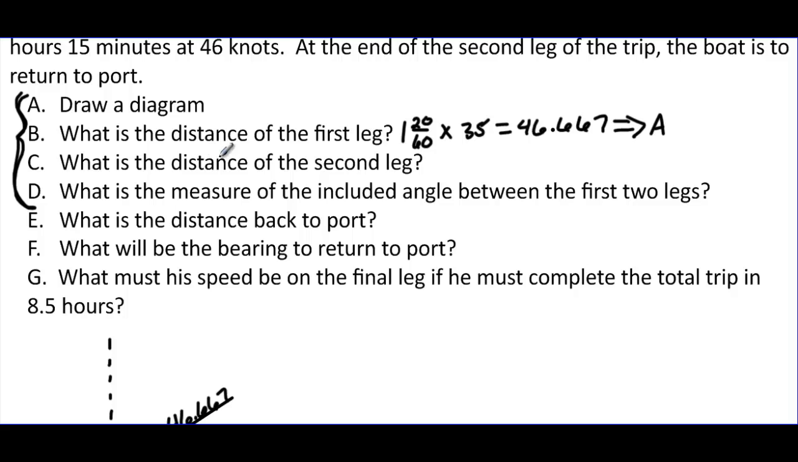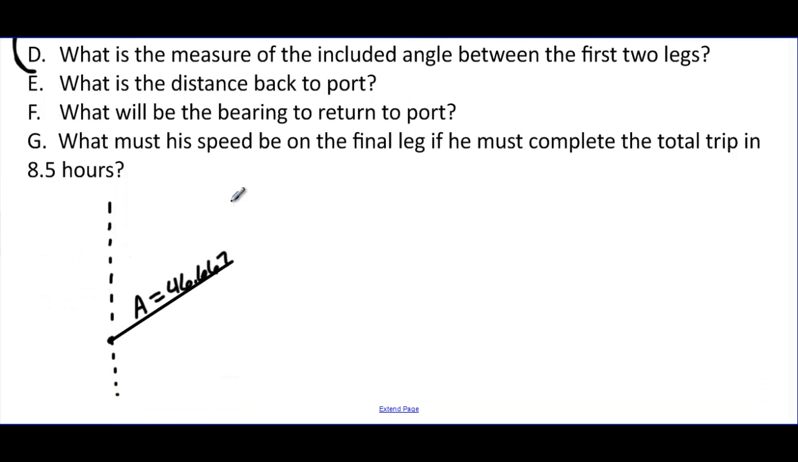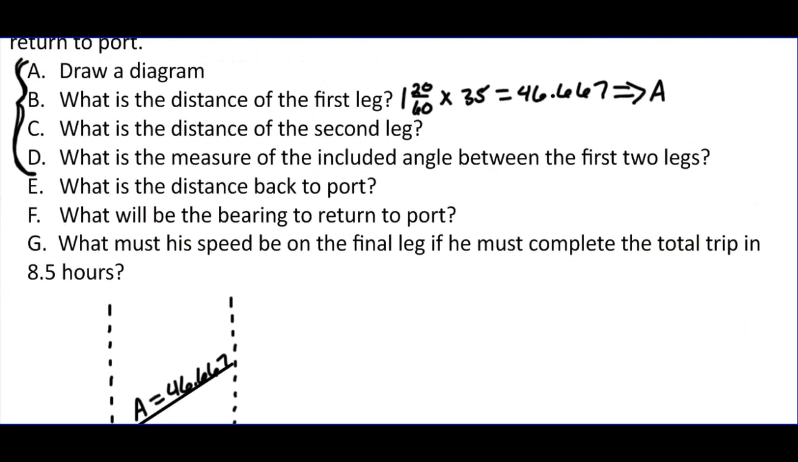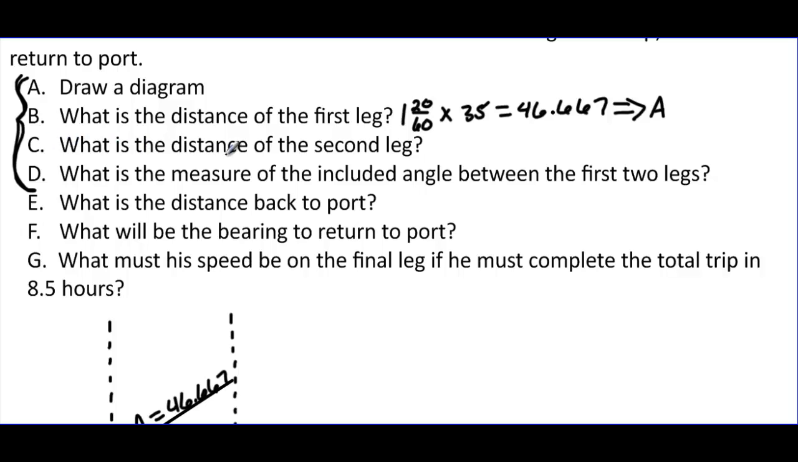Letter C says, what is the distance of the second leg? Well, we haven't drawn the second leg yet. There's a north-south line, and we need to draw this 145 degrees clockwise from north. But I'd like to get a length that represents how long it should be. So let's answer letter C. What is the distance of the second leg?